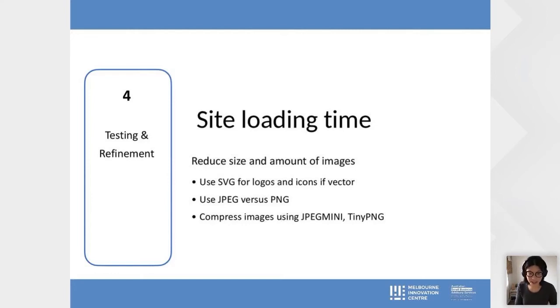JPEG Mini is not free though. So it's good just to compress your images, because it can reduce the images by maybe 60% in some cases, and this will make a big impact on your site loading time. So you want to get that site loading time to as low as possible. Something around 5 seconds is good. If you could get it down to 3 seconds, that would be amazing.